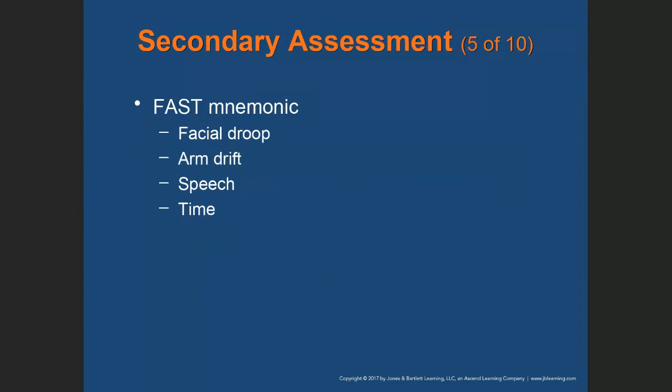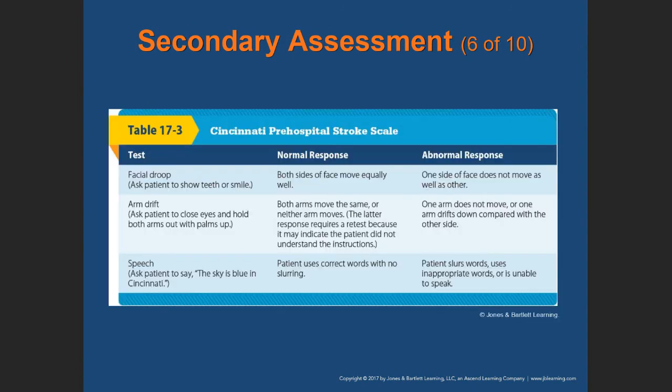The FAST mnemonic is important. Regardless of the type of stroke scale you're using, these are things that you should always ensure you look for if you suspect stroke: facial droop, arm drift, speech, and the time when the patient was last seen behaving normal.